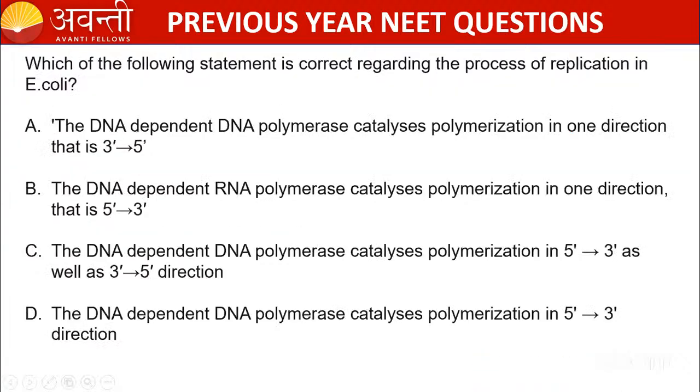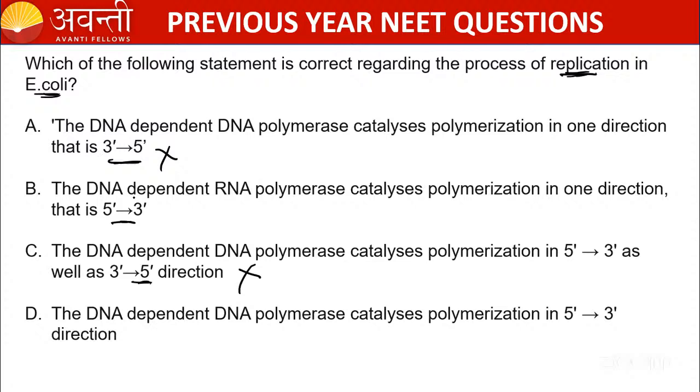Okay, let us go to the next question, guys. Which of the following statements is correct regarding the process of replication in E. coli? They are asking about replication in E. coli. The DNA-dependent DNA polymerase catalyzes the polymerization in one direction, that is 3' to 5'. Is the DNA polymerase catalyzing in 3' to 5'? Obviously no. Just look at the primes, guys. This one is also given 3' to 5'. No. And here they have given 5' to 3'. Just go for the two statements.